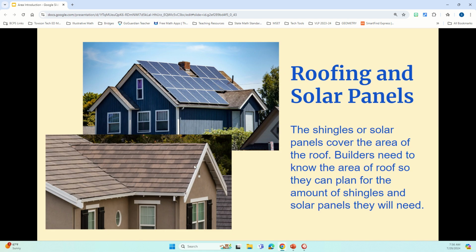Roofing and solar panels are really good examples of area. So the shingles on the roof, when someone is replacing the shingles on their roof, they need to know how many shingles they're going to need. Or if they're putting solar panels on their roof, they'll need to know the area of their roof so they can calculate the number of solar panels.